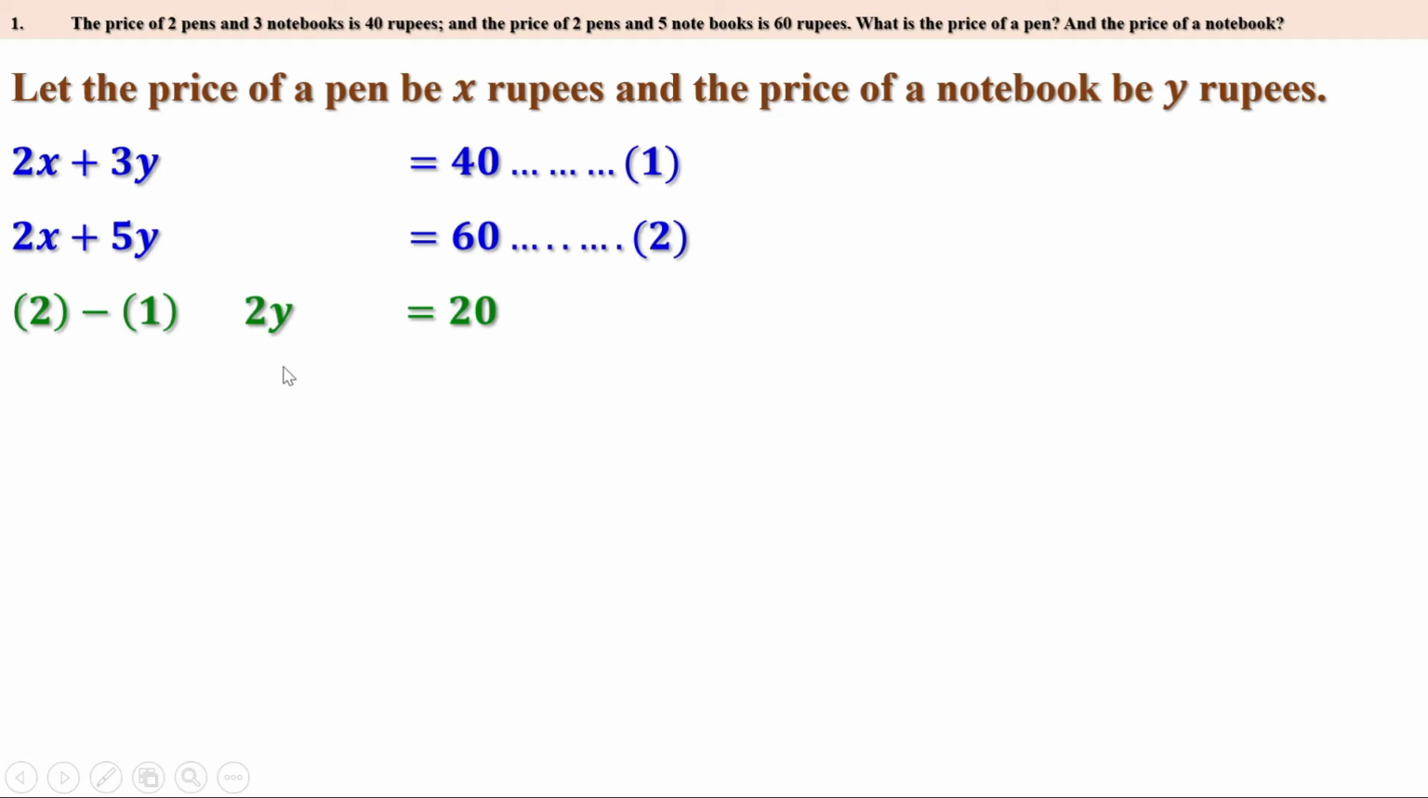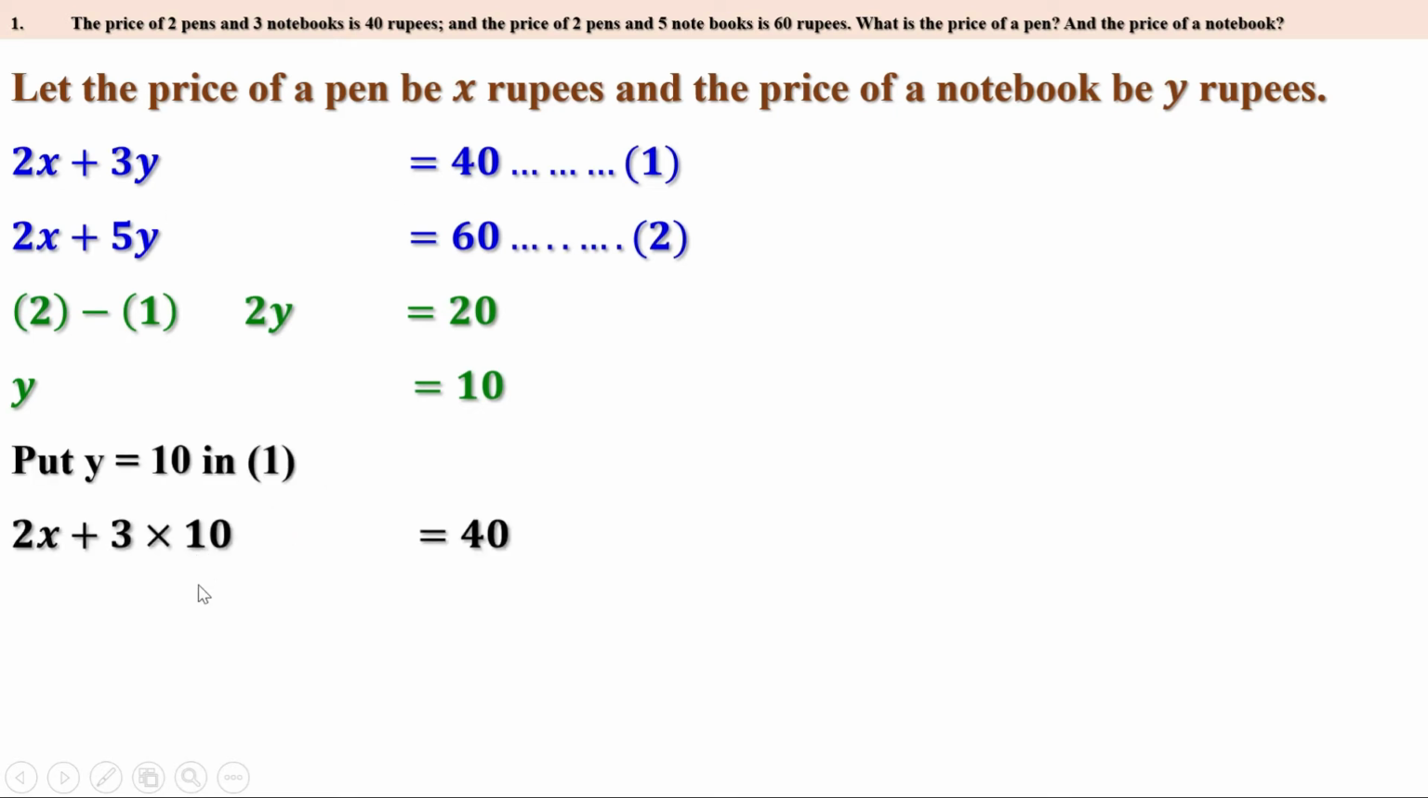So we know how to solve it. 2y equal to 20. Therefore, y equal to 20 by 2, or 10. Now we have got the value of y. We can give this value in equation 1 or equation 2. We will get another equation with x only. Let me replace y in equation 1. 3y means 3 into y. So we can write 2x plus 3 into 10 equal to 40.